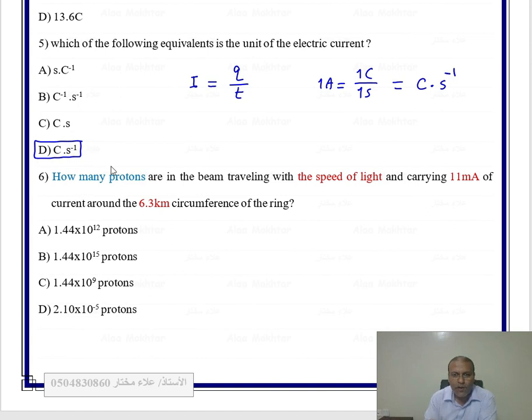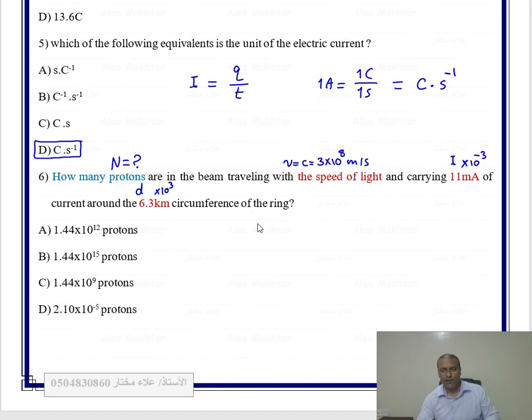Number 6. How many protons, asking about n, number of protons without unit, are in the beam traveling with the speed of light. The speed of light is equal to 3 multiplied by 10 to the power 8 meter per second. We can write it c or we can write it v. They are the same. And carrying 11 milliamp, it's I, milli multiplied by 10 to the negative 3, of current around 6.3 kilometer, kilo multiplied by 10 to power 3. It's a distance, we can write it d.